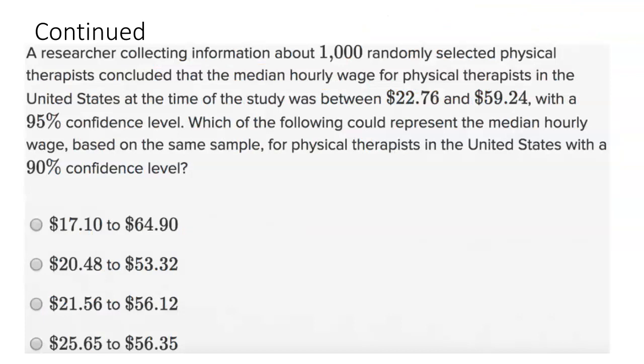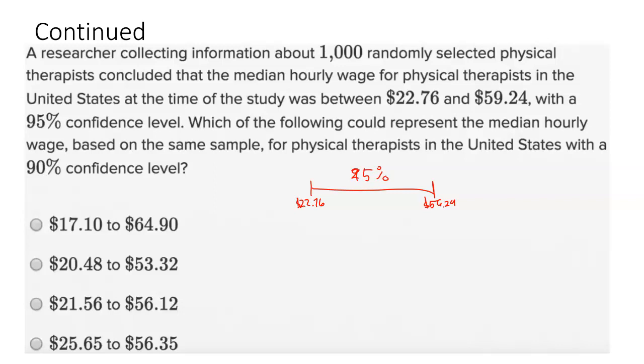A researcher collecting information about a bunch of physical therapists finds that their salary was between those two numbers with a 95% confidence interval. So with 95% confidence, we know that these physical therapists will make between $22.76 and $59.24 hourly wage. Which of the following could represent the median hourly wage based on the same sample for physical therapists with a 90% confidence level?